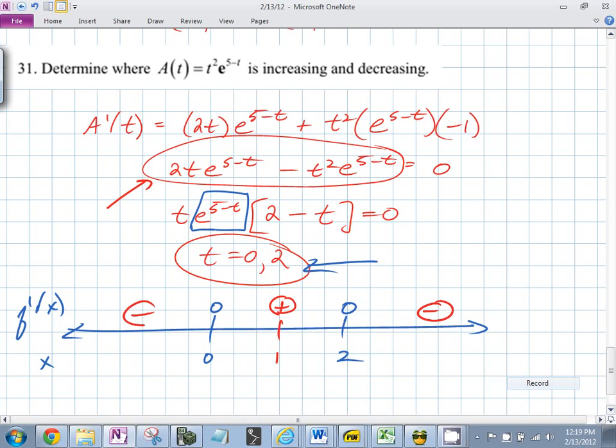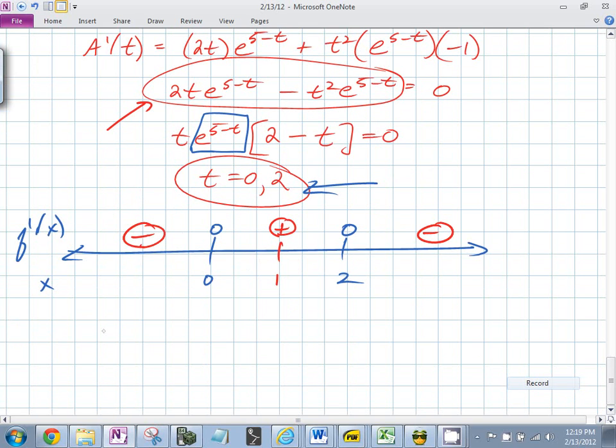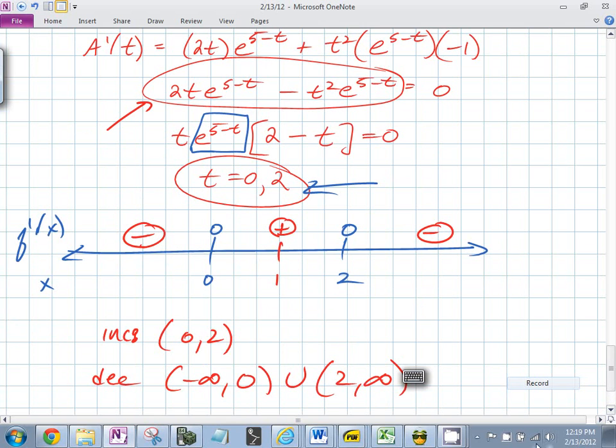So it goes negative, positive, negative. So where is this thing increasing? From 0 to 2, but not inclusive, right? It's decreasing from negative infinity to 0, union 2 to infinity. Done. Put it back in. Correct.